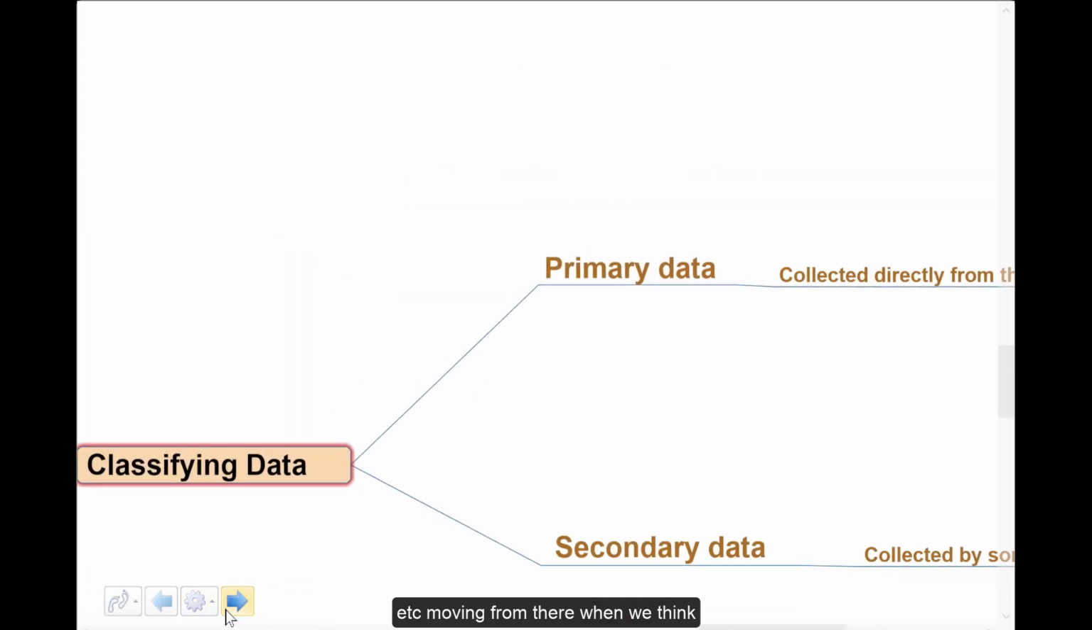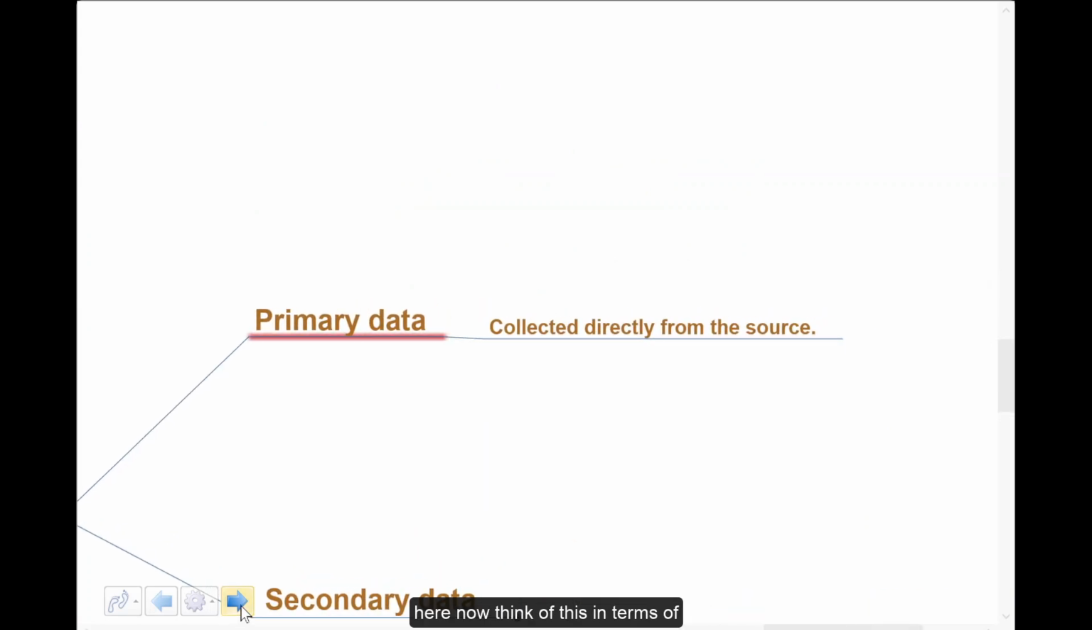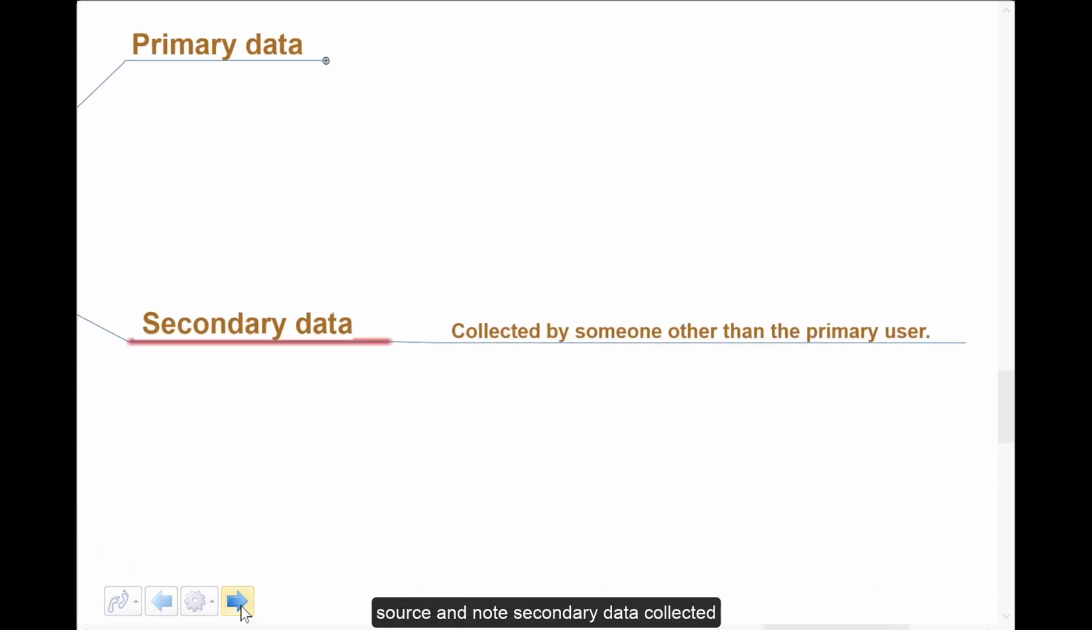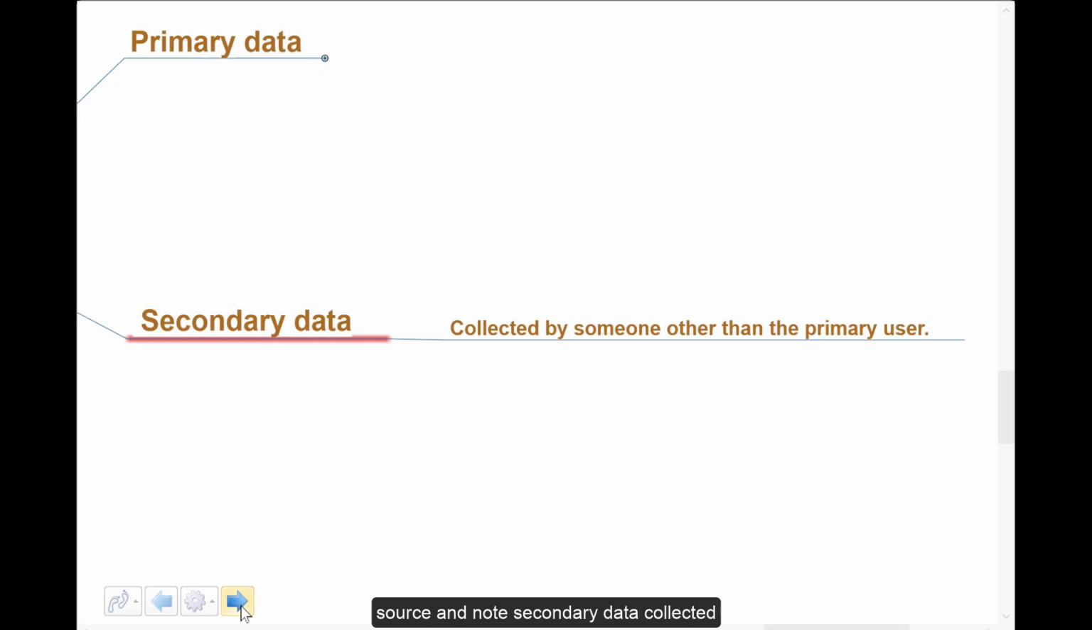Moving from there, when we think about classifying data, two main areas here. Now think of this in terms of management accounting, but also perhaps in terms of research. Let's say that as a strategic management accountant going forward, you're involved in decisions that the company is making at a corporate or strategic level. You might be tasked with researching information. So really, primary data is collected directly from the source, and note, secondary data is collected from someone other than the primary user. Now, what do we mean by that?